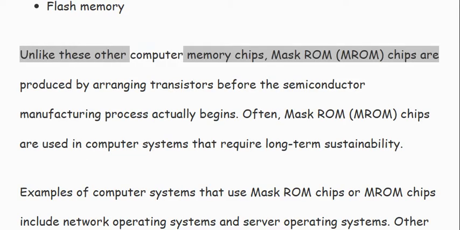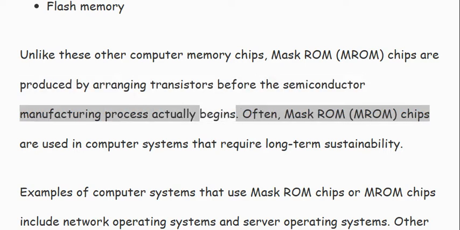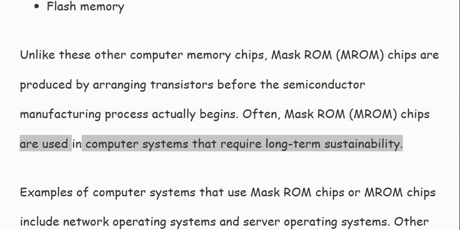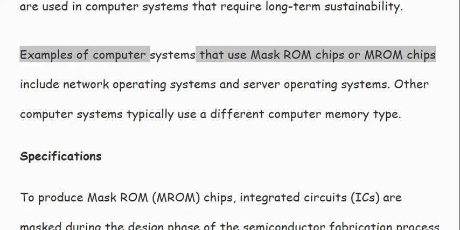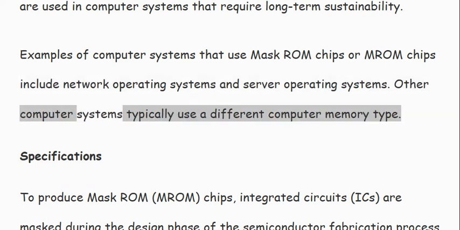Unlike these other computer memory chips, mask ROM, MROM chips are produced by arranging transistors before the semiconductor manufacturing process actually begins. Often, mask ROM, MROM chips are used in computer systems that require long-term sustainability. Examples of computer systems that use mask ROM chips or MROM chips include network operating systems and server operating systems. Other computer systems typically use a different computer memory type.